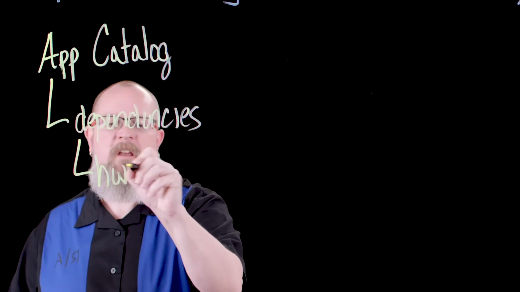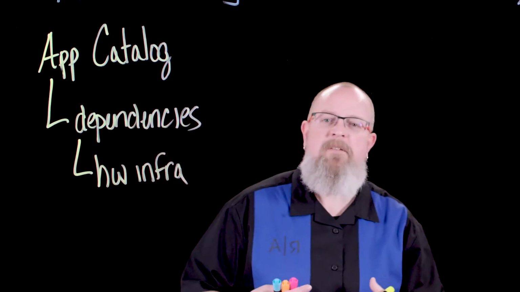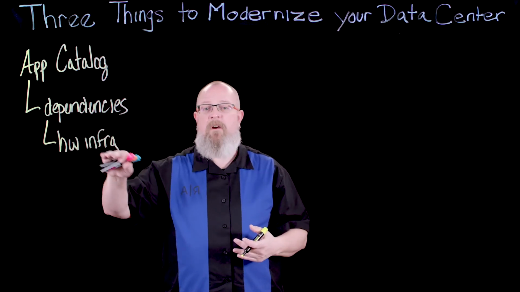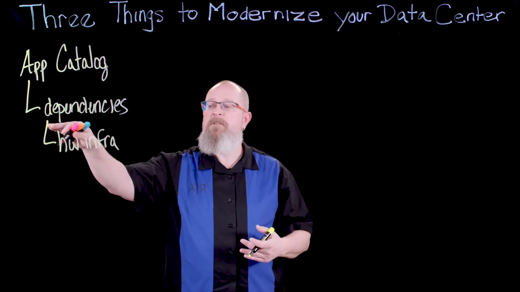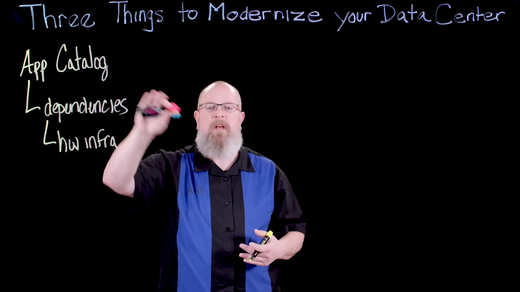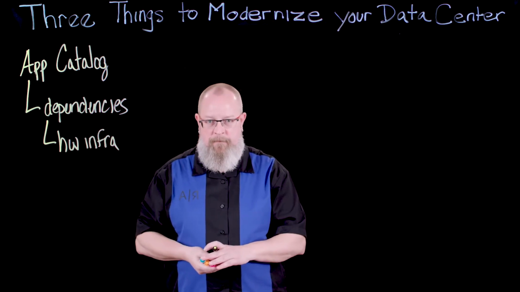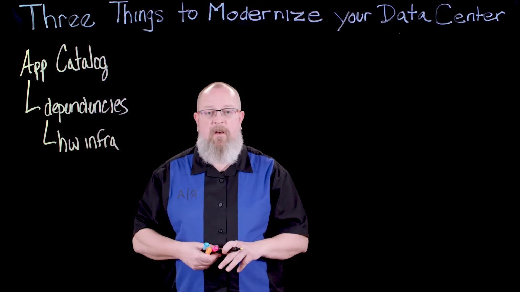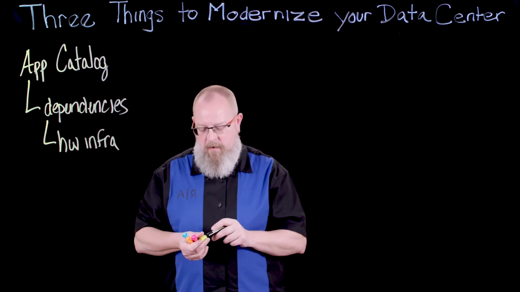to the hardware infrastructure that supports those dependencies, and that will give us a better map of your data center with regards to what hardware supports what servers, what containers, what applications that support your actual applications that are in use today. So part 1 is app catalog. Build yourself an app catalog.